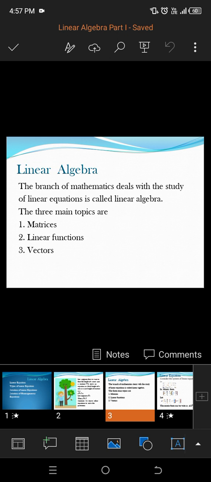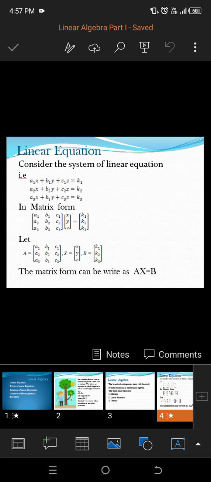Matrices are first introduced in ninth and first year class, so we discuss matrices first. Linear equation: consider the system of linear equations a1x plus b1y plus c1z is equal to k1, a2x plus b2y plus c2z is equal to k2, and a3x plus b3y plus c3z is equal to k3.